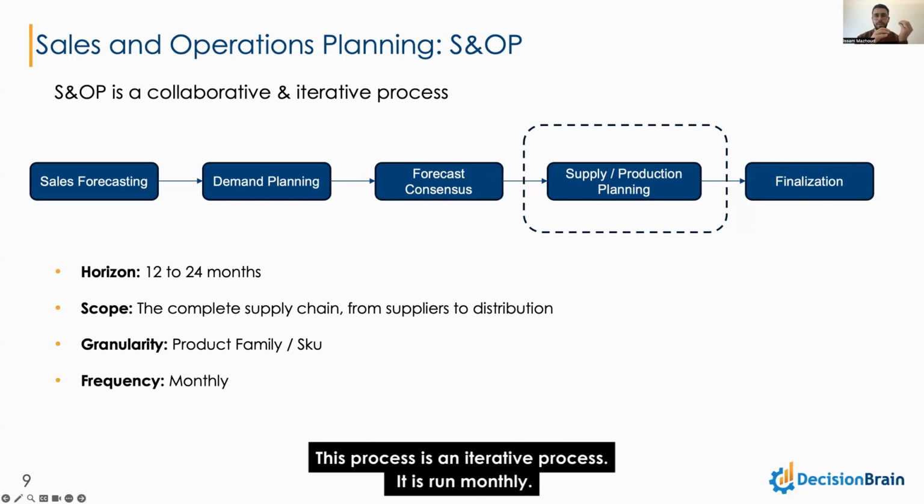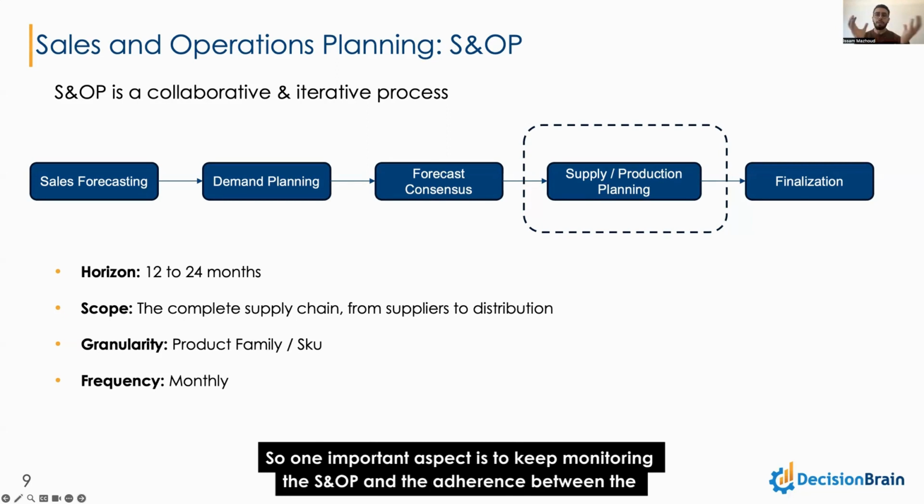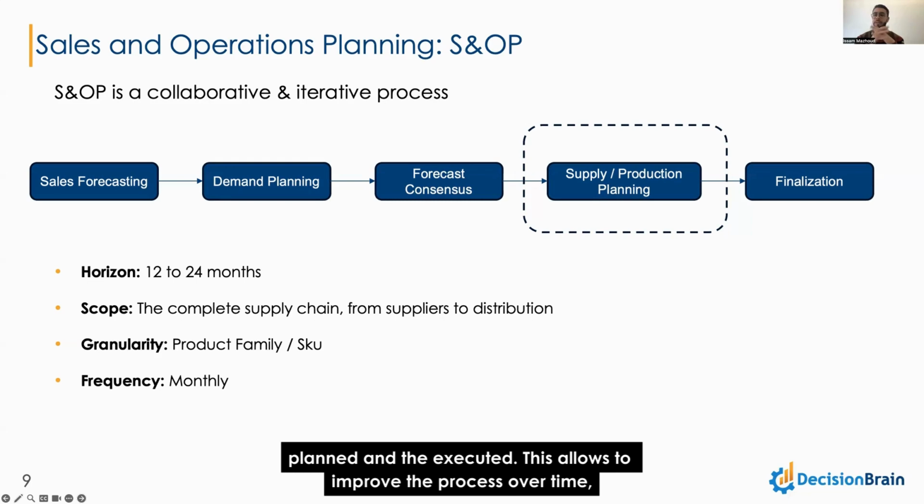This is an iterative process. It is run monthly. So one important aspect is to keep monitoring the S&OP and the adherence between the planned and the executed. This allows us to improve the process over time and reduce the gap, which at the end allows us to take more informed decisions and make more realistic simulations.